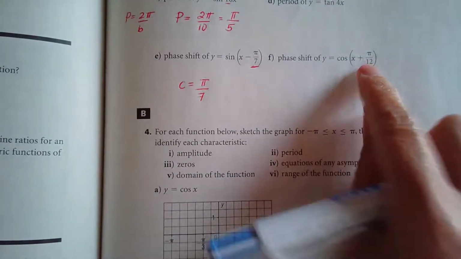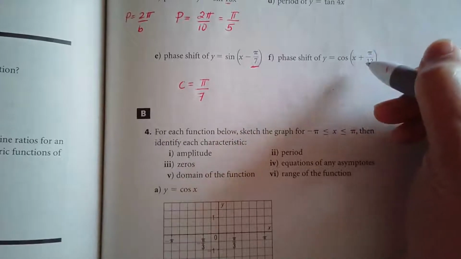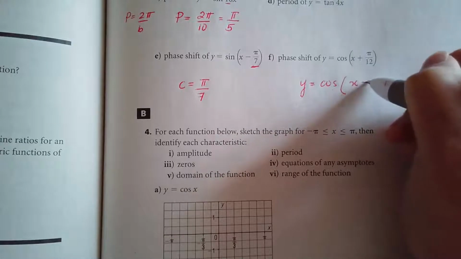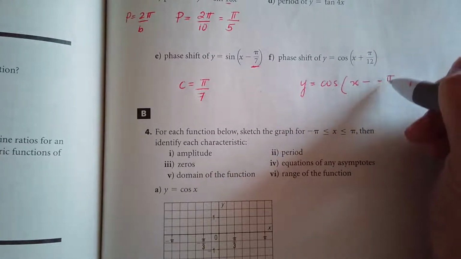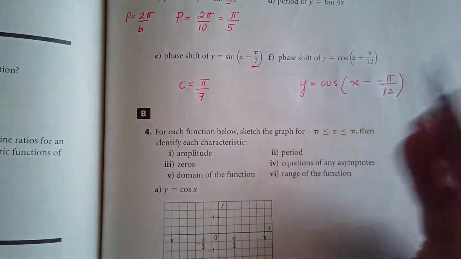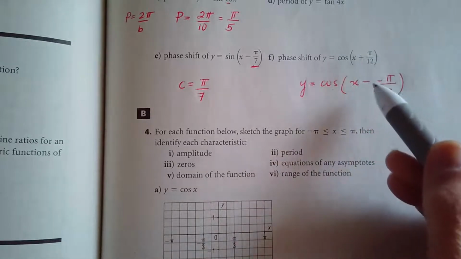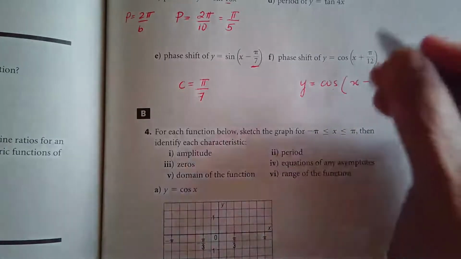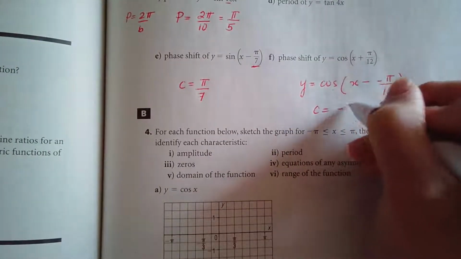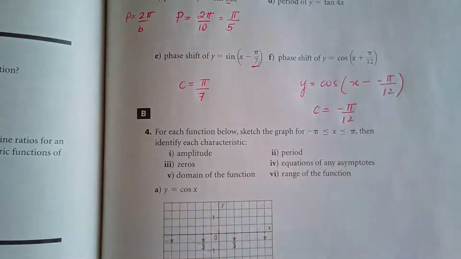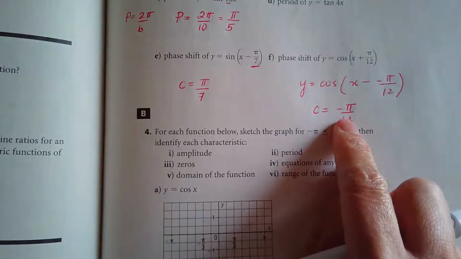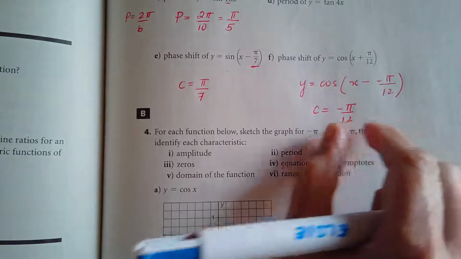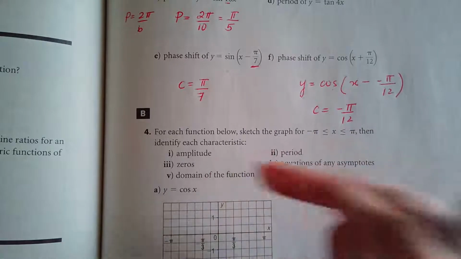And then over here, determine the phase shift. y equals cos of x minus, I'm just going to write this down, and I'm pretty sure you remember this from before. The reason why this is plus is because a minus a negative value simplifies to a positive. So that means our c value is negative pi over 12. So that tells us that the cosine graph got shifted to the left, pi over 12.